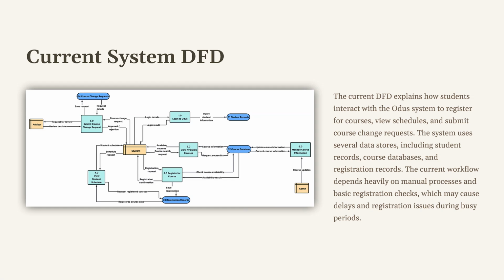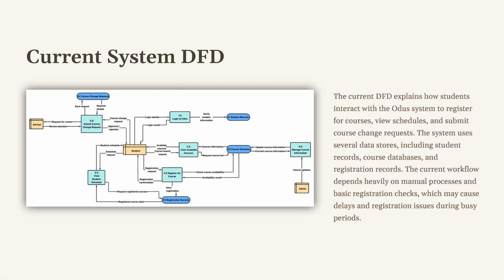In this slide, I will continue with the current system data flow diagram, or DFD. For the KAU ODIS course registration system, the diagram explains how data moves between students, advisors, admins, system process, and database during the registration process.